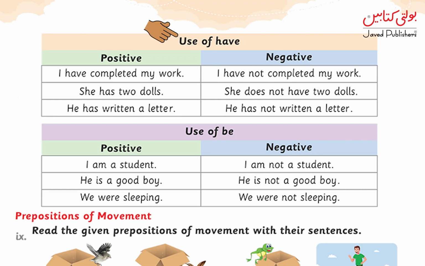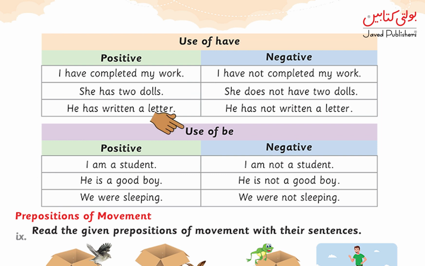When we use have, it has two more forms, have and had. Positive have would be I have completed my work and he had written a letter. And negatively, we are going to use not in them. I have not completed my work, she does not have 2 dolls, he has not written a letter.